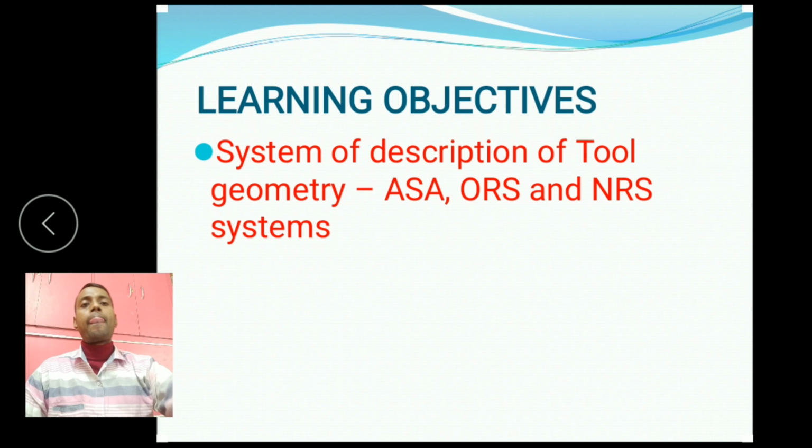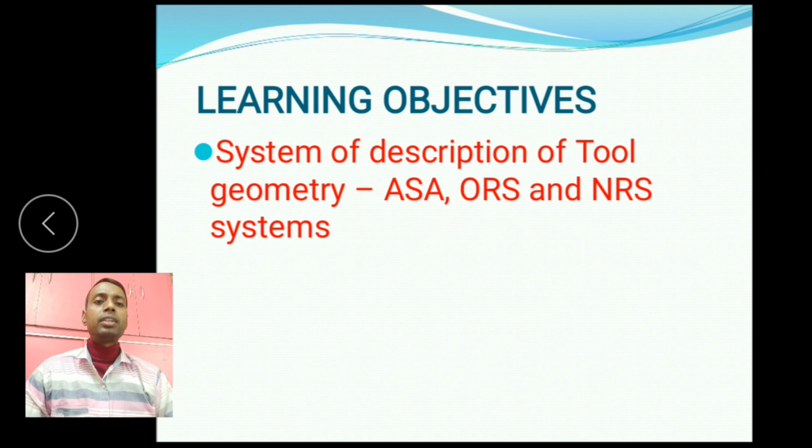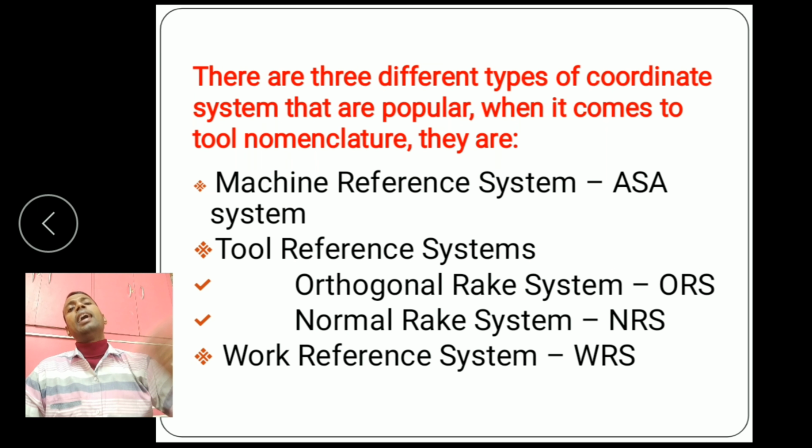The tool signature follows these systems: the ASA system, ORS system and NRS system. Without that, we cannot choose the proper tool for proper machining. So this is my learning objective: the description of tool geometry, ASA system, ORS system and NRS system.